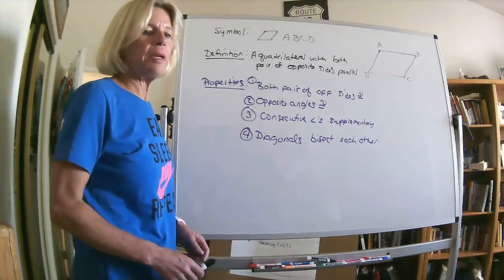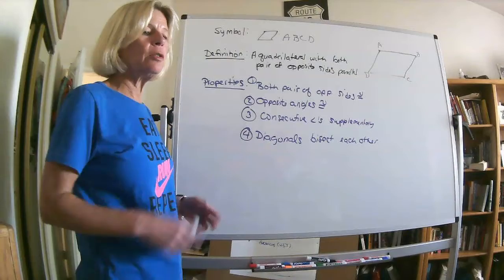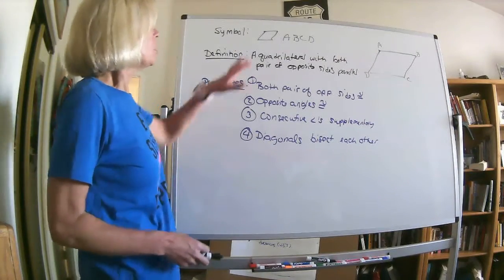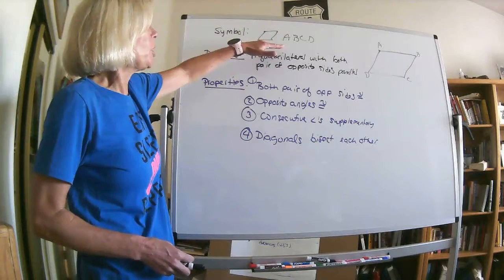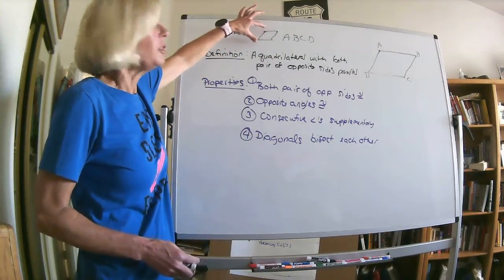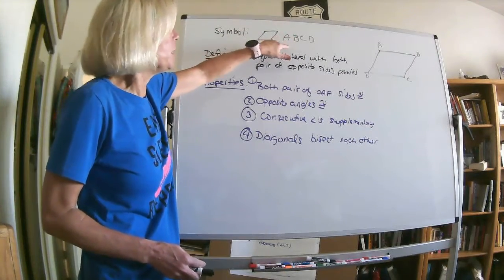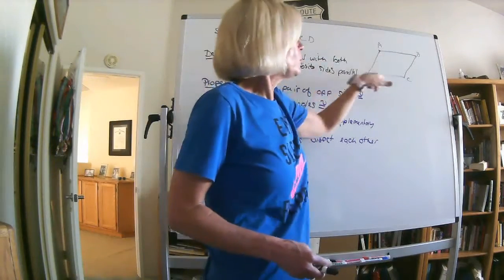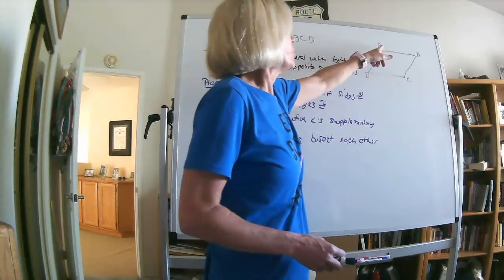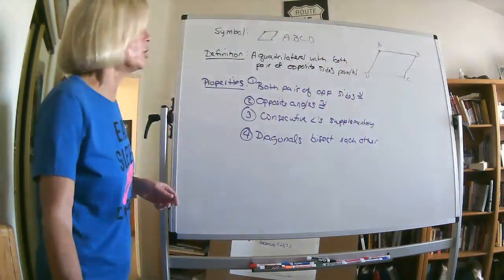Today's video is going to be about parallelograms, properties of parallelograms, and using those properties to find different values. The symbol for a parallelogram is this little quadrilateral that looks like a parallelogram, and then we say it's parallelogram ABCD. And I drew a diagram over here. The vertices go in order, A, B, C, D, wherever I choose to start.